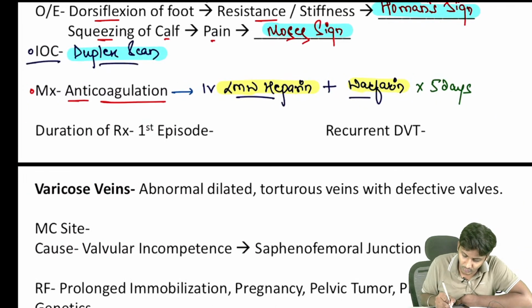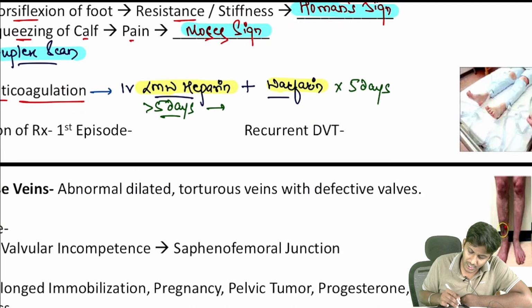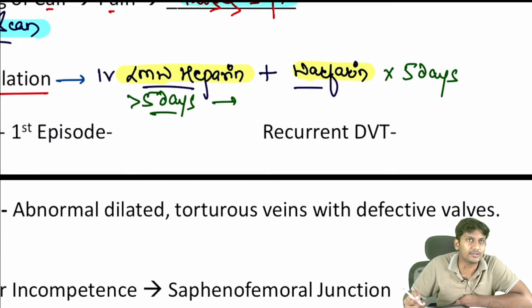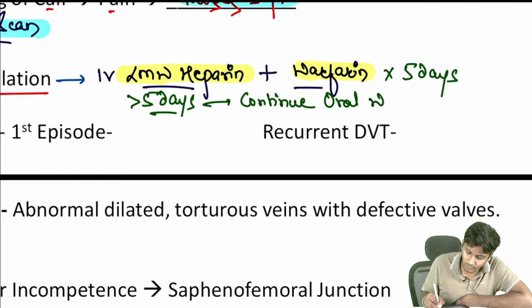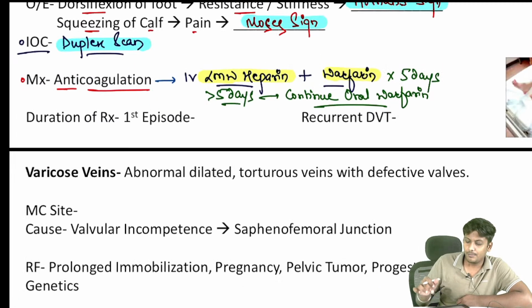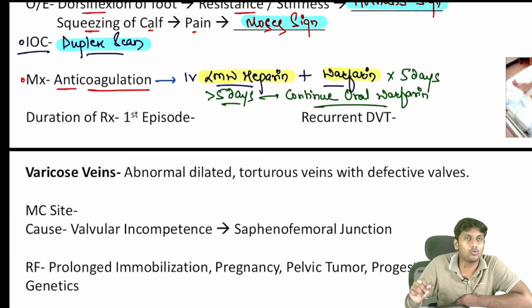And after 5 days, what are we going to do? After 5 days, continue the patient only on warfarin. After 5 days, mostly you are going to discharge the patient. Then just continue oral warfarin. Okay, that is tablet of warfarin continued. Till 5 days give both of them, but after that definitely just continue oral warfarin. Now what should be the duration of this treatment? What should be the duration?